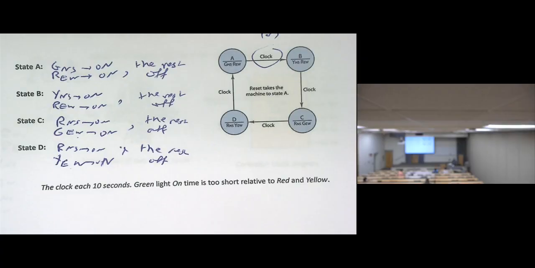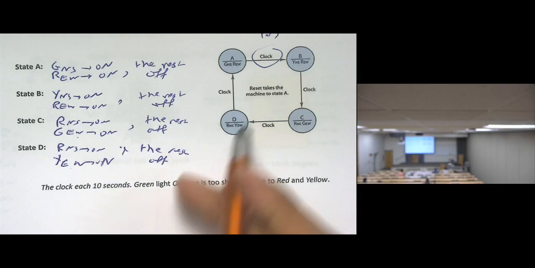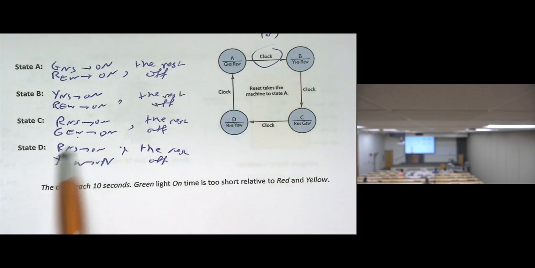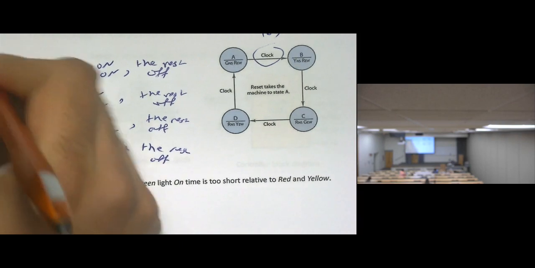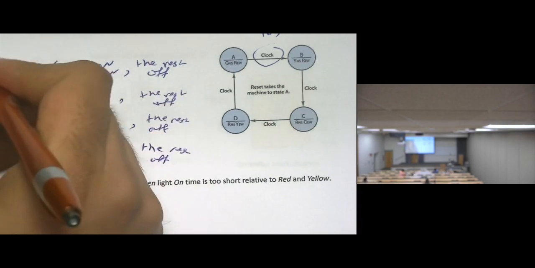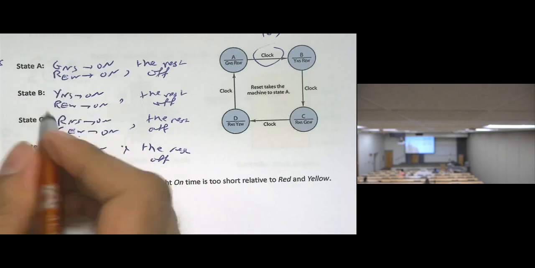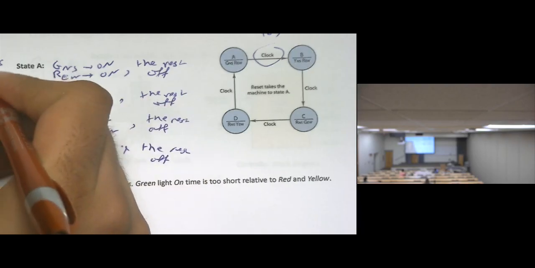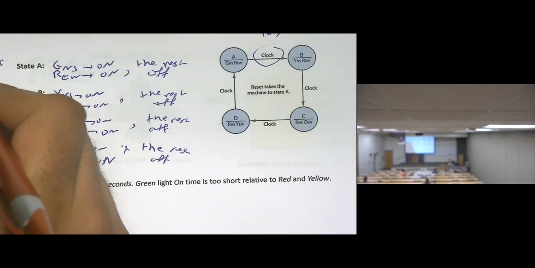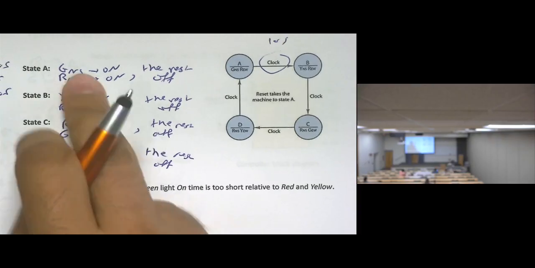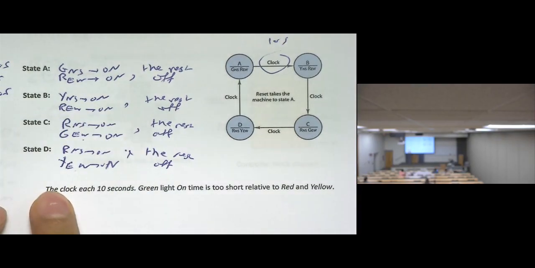I assume everyone has a driving license, so everyone is familiar with the traffic rules. So, understood? By looking at this scenario, we will see that the green here takes 10 seconds. The yellow takes 10 seconds. The red takes 20 seconds, right? By this assumption. Is that right?